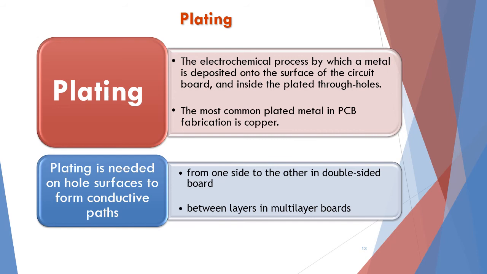Okay, so plating is needed on the whole surface to form a conductive path, because previously we already created the holes, right? But the hole itself doesn't have any conductivity, because the glass composite is not electrical. You cannot form a circuit using the glass. So that's why you have to do the plating, in order to connect all the circuits together from each layer. From one side to another in a double-sided board, and between layers in a multi-layer board.